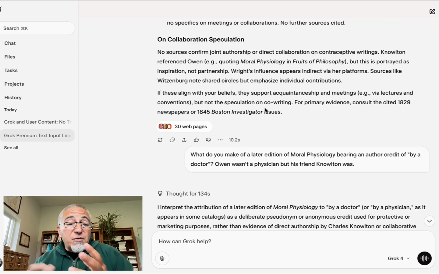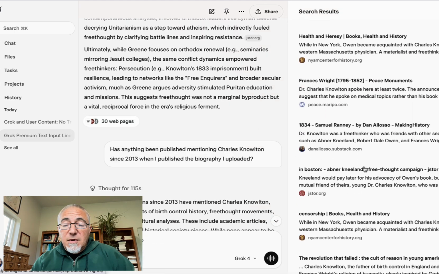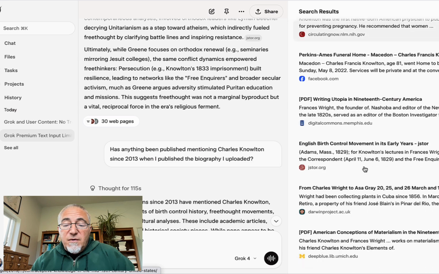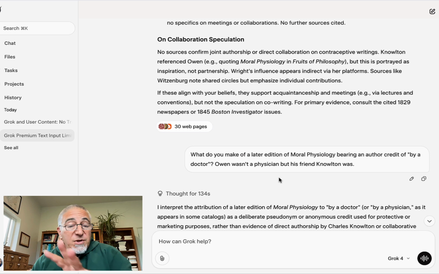And then it responded to my speculation by saying that there are no confirming sources that show joint authorship or direct collaboration on these things. It found that Knowlton referenced Owen, but this was portrayed as inspiration rather than partnership. And it didn't find that Owen used Knowlton's works. And once again, it had a bunch of sources for its conclusions, which was very useful, and which I have yet to really delve through each of them one by one.